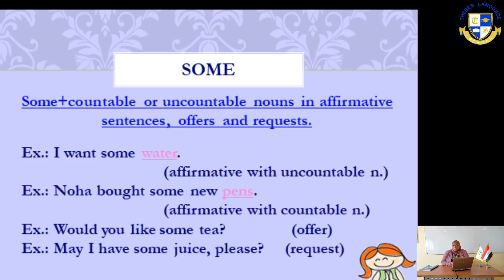Do you know the difference between countable and uncountable? Now, countable means things that I can count. Pens, books, chairs, boys, girls, anything that I can touch and count. What about uncountable? Uncountable are things or nouns that I can't count. Any liquid is uncountable. Also sugar, chocolate, rice, oil, and also bread, meat, all these are uncountable nouns.